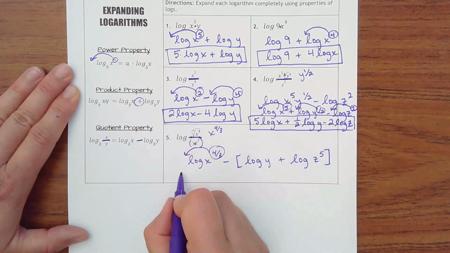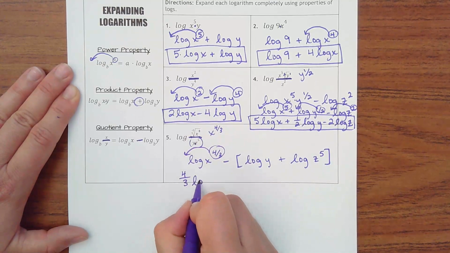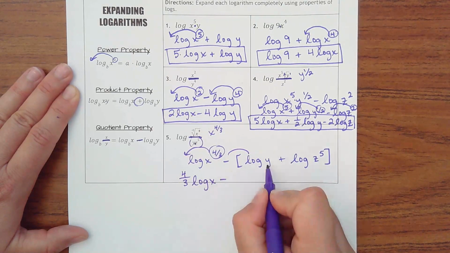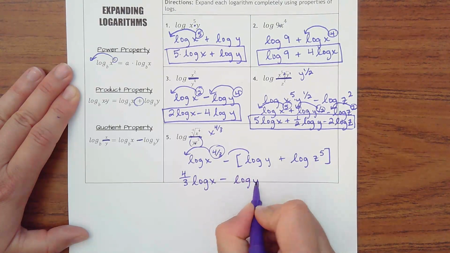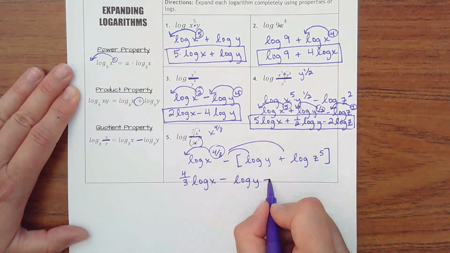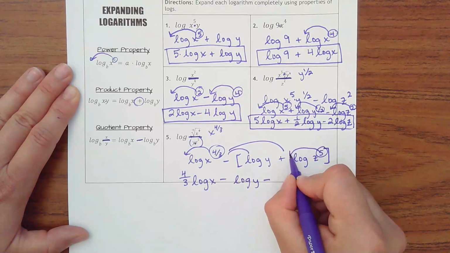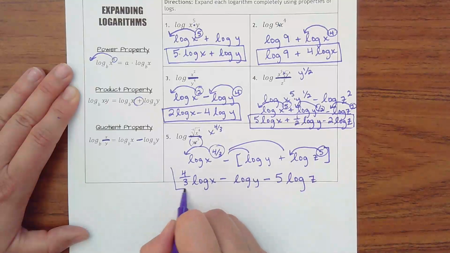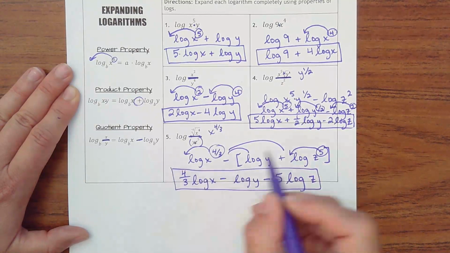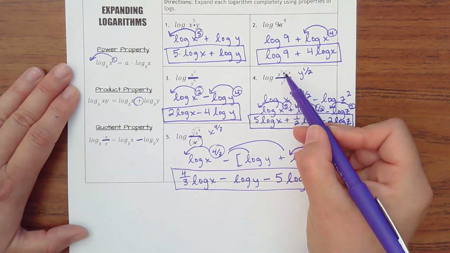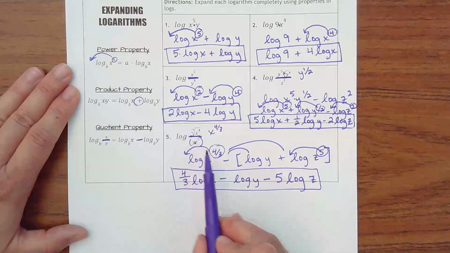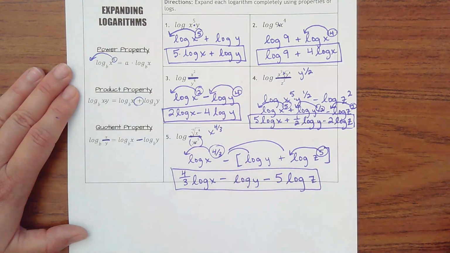So that's 4/3 times log of x minus log of y minus, I'm going to go ahead and move the 5 in front, 5 log of z. So again, just kind of check ahead of time. Do I have two things in the numerator? Then I don't have to worry about it. They're just addition. Or do I have two things in the denominator that need the minus sign or the subtraction?